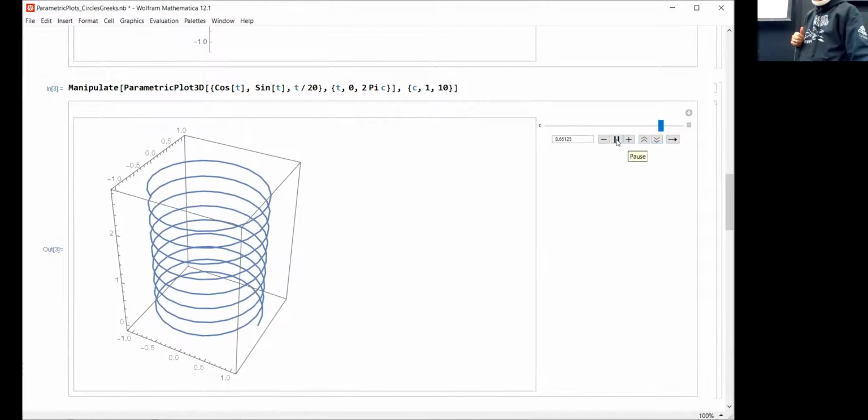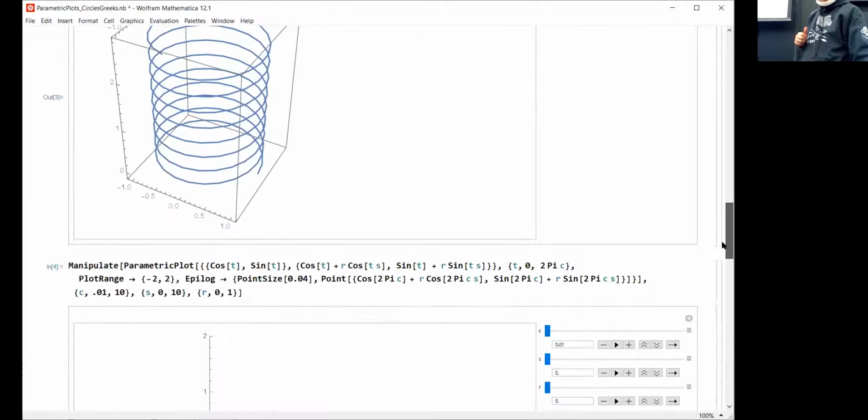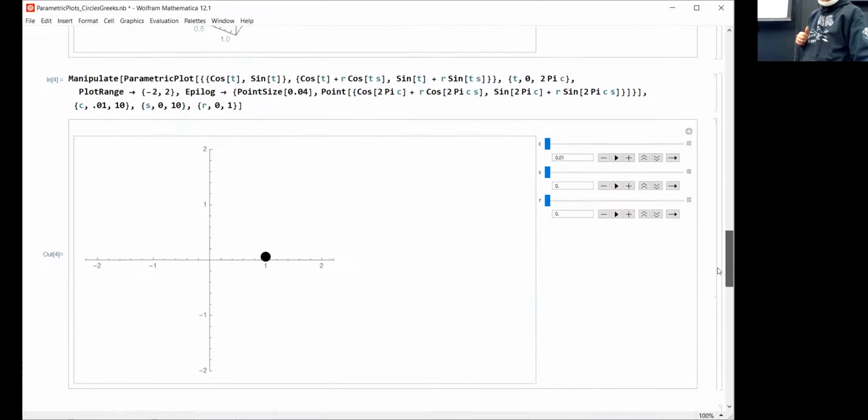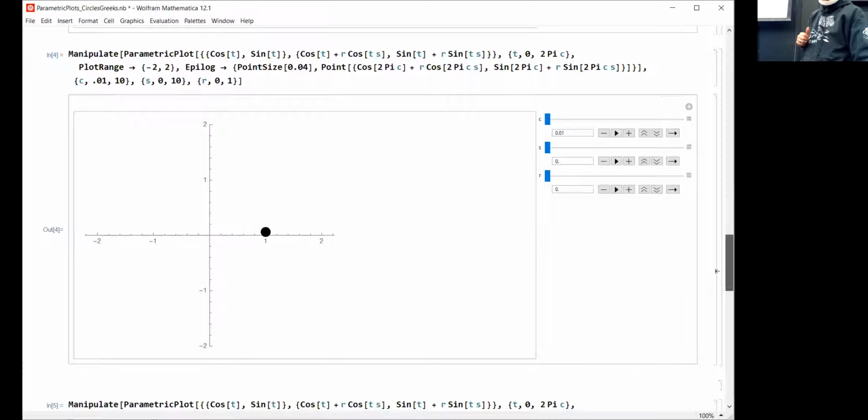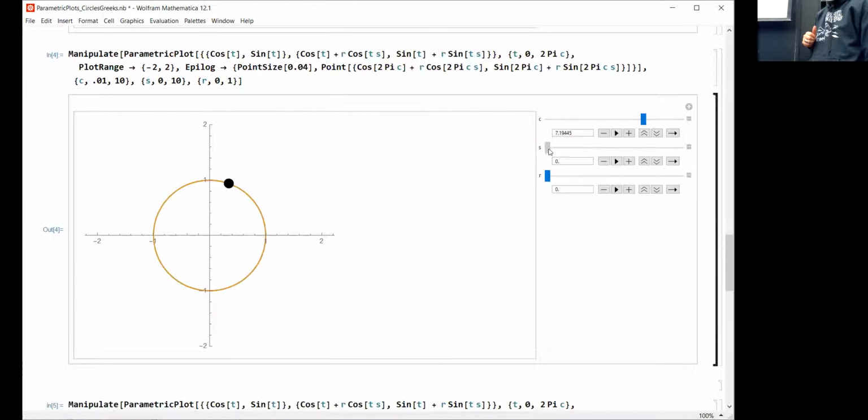Okay. The next one starts to get more interesting. And so now, all right, so this is just circle motion. Right, that's not a big deal. And what happens if I change this one?